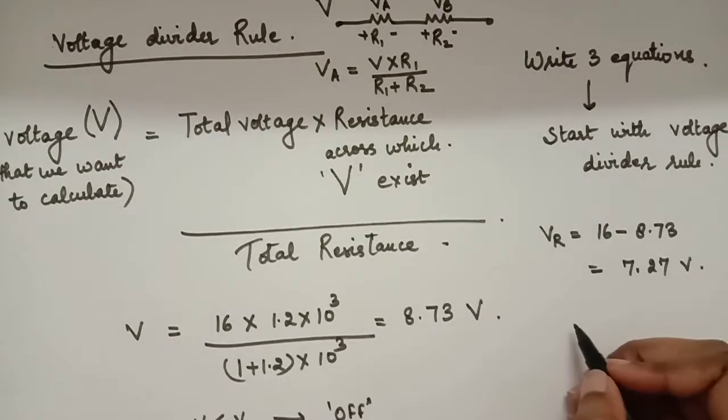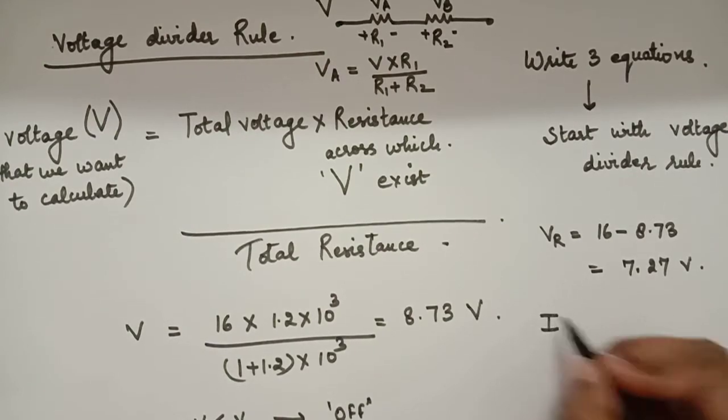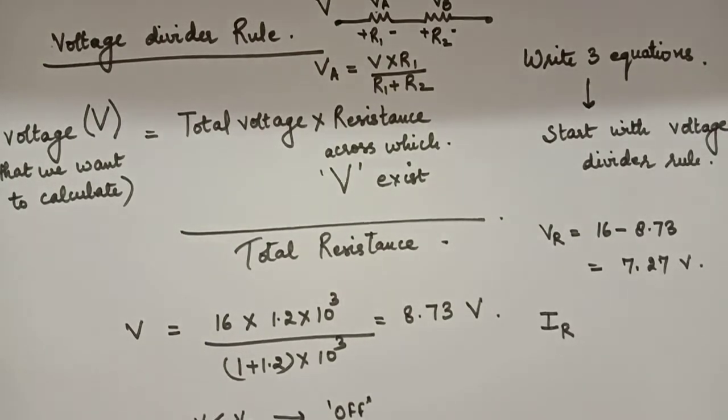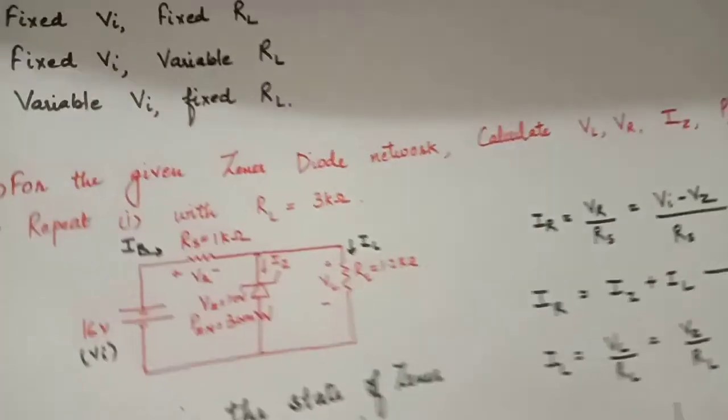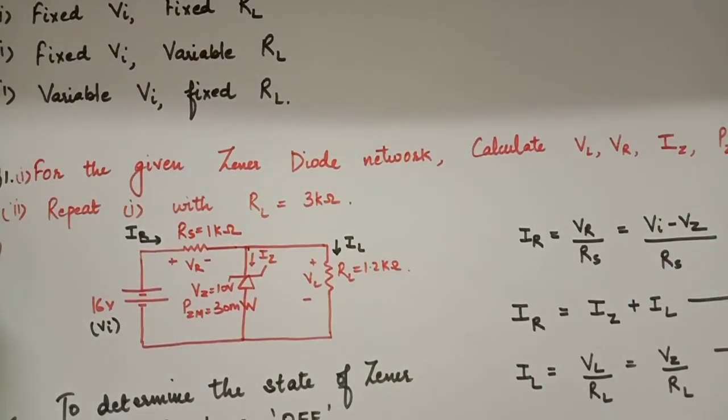Now let's calculate IL or IR. Are we asked to calculate IR also? No, but we can calculate it. We are asked to calculate IZ. We are asked to calculate PZ. We are asked to calculate VR. And we have calculated VR. Now we will calculate VL. So let's calculate it.